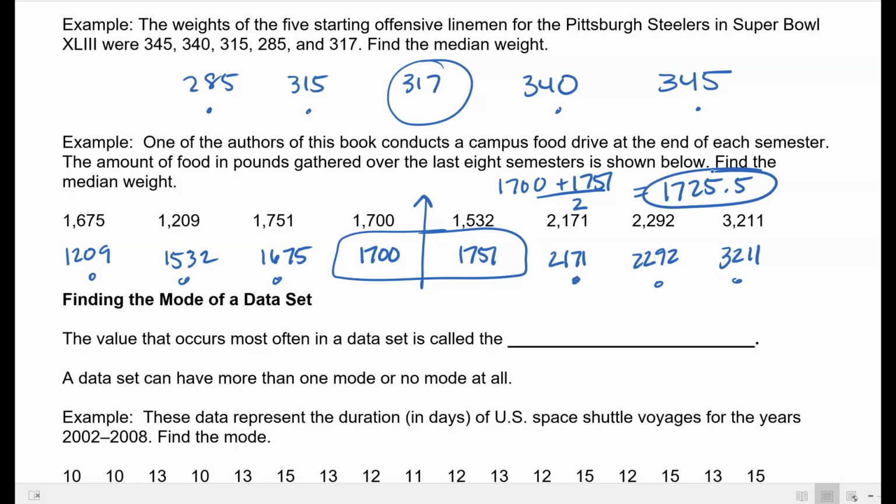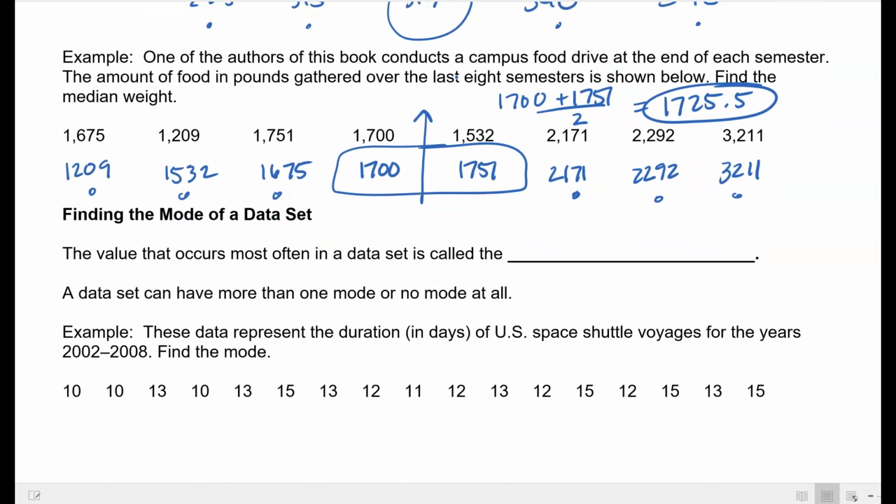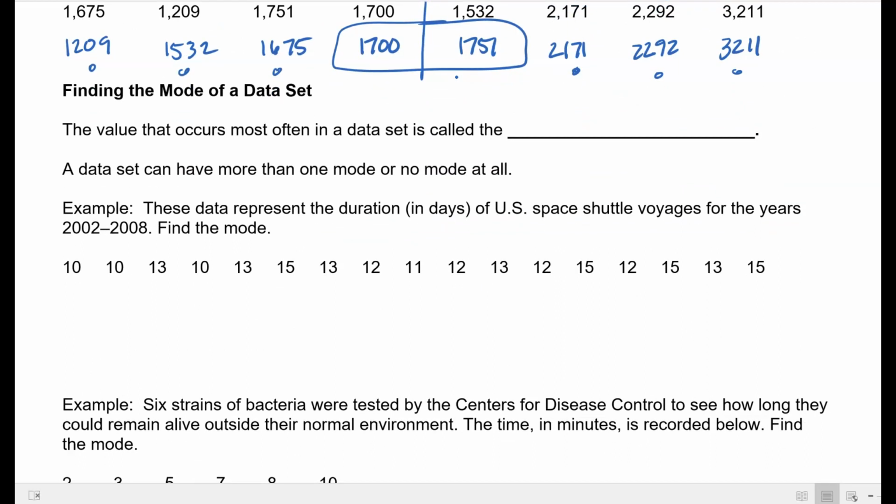So there are two different ways to find the median depending on how many numbers are on the list. You put them in order and find the middle. If there's not an exact middle, you add the two numbers in the middle and divide by 2. Now let's talk about the mode. The mode is the value that occurs most often.